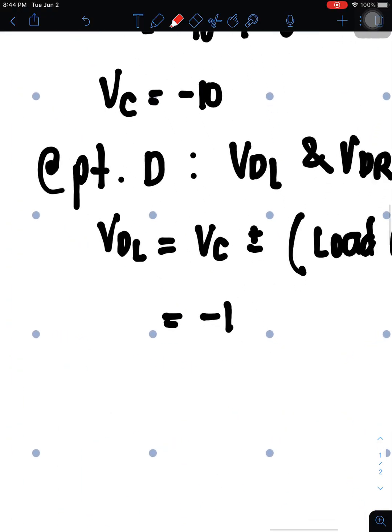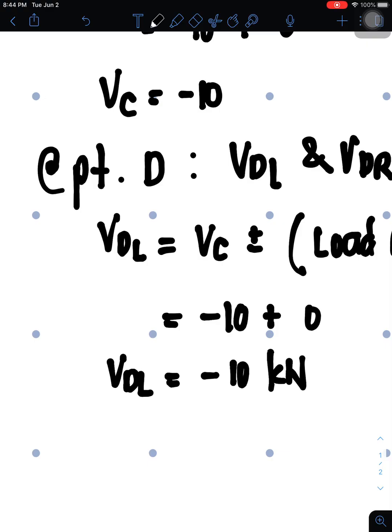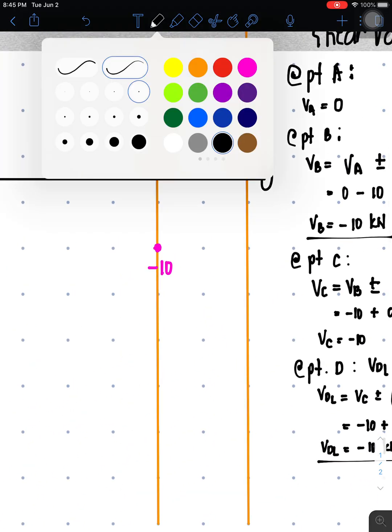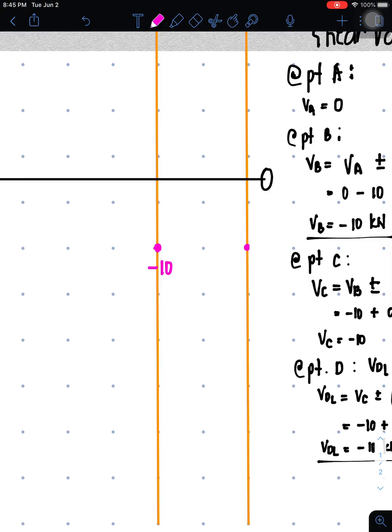So that's 0. Nawa lagi ang 10 diri. So this is negative 10. And then we're gonna add 0 load between C to D. So the VDL is just negative 10 kilonewtons. So i-plot sad nako dira si VDL that it is 10 kilonewtons negative.